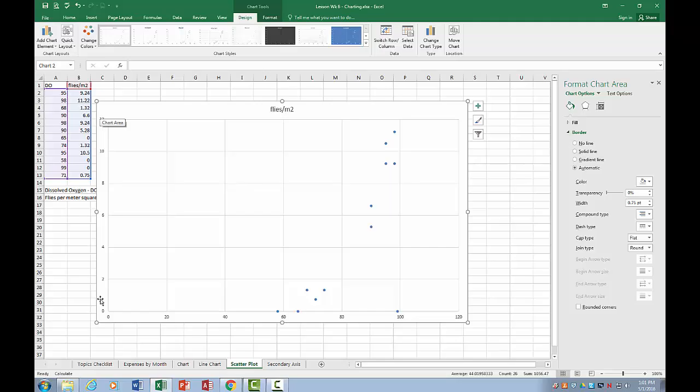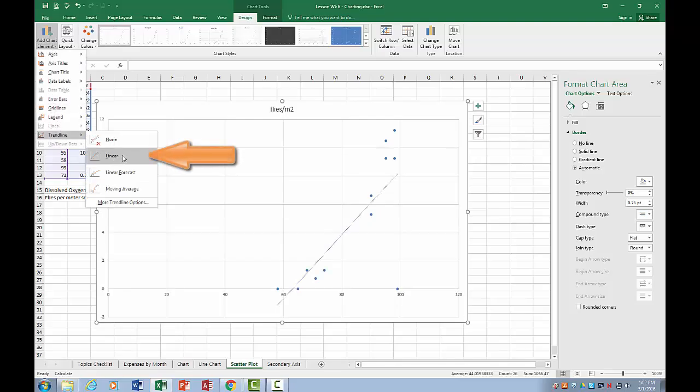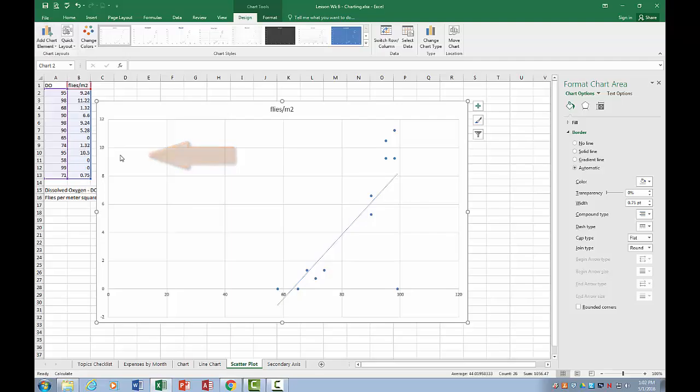Well, let's go ahead and try and add a trend line to this data and see if there's a relationship between the number of flies per square meter and the level of dissolved oxygen. I'll add trend line, linear trend line under my Add Chart Elements, and I can see that perhaps even though I don't have a record showing a dissolved oxygen level of 80, I still might see that approximately 4 flies per square meter would be in a patch with a dissolved oxygen level of 80.